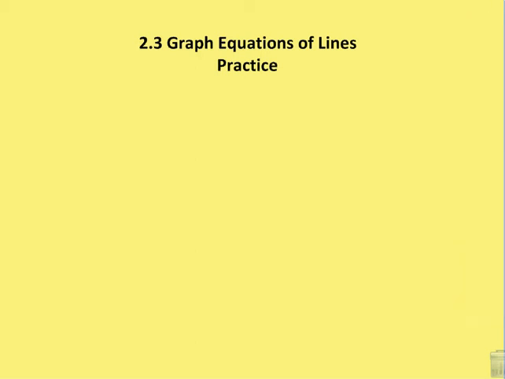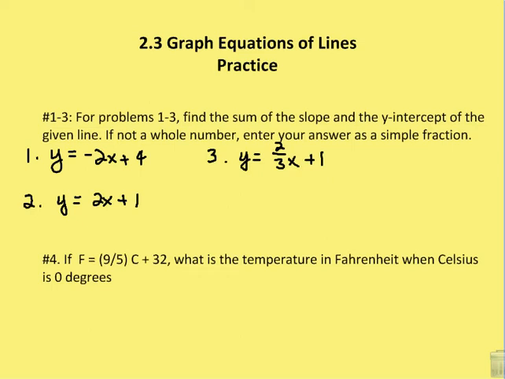In this edition of Otten Math, we're going to work on some problems involving graphing equations of lines. Okay, just 4 problems to work through. And for the first 3, I'm asking for something a little bit beyond what you might expect because I want to have you answer 2 parts of the question. This says for problems 1 to 3, find the sum of the slope and the y-intercept of the given line.